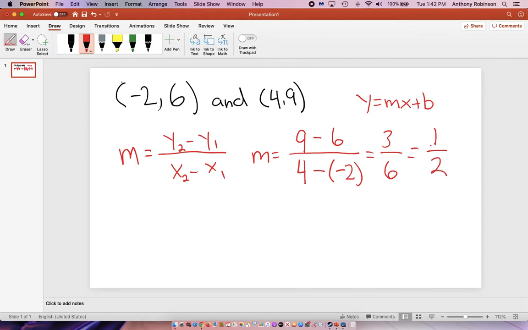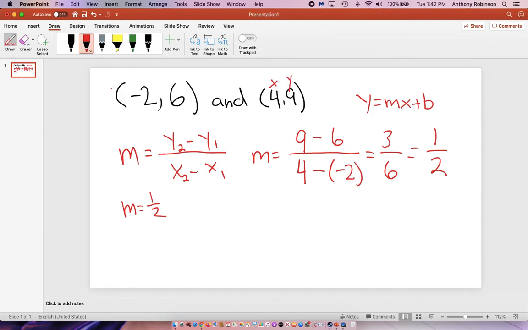Okay, now I have my slope, so I know that my m equals 1/2. So I'm just going to write that down as a reminder. M equals 1/2. Now I can use either one of these points. It doesn't matter if it's negative 2, 6 or 4, 9 to find my y-intercept. So I'm just going to go ahead and pick 4, 9. The reason I'm picking that point is there's no negative values. It's a little bit easier. So I'm going to plug in 4 for my x value. I'm going to plug in 9 for my y. So it's going to look like this.